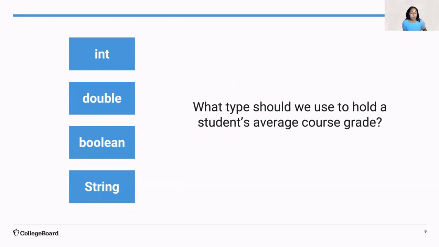So when I'm trying to decide what kind of data I should use when I am writing a program, I can keep those different data types in mind. For example, if I'm trying to decide what kind of type I should use to hold a student's average course grade, since it's an average, I might wind up with a decimal number. So in that case, decimal numbers are stored as doubles.